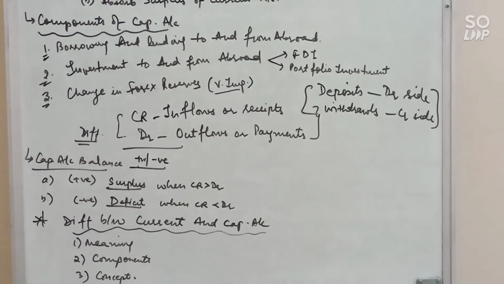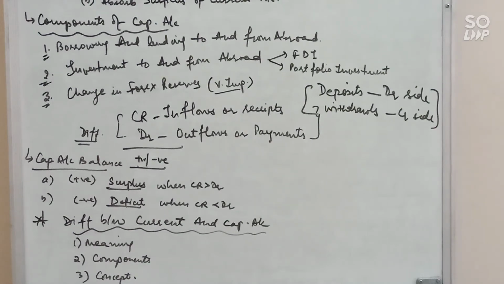Next question we have is the difference between current account and capital account. It's also a very important question. Let's see. First is meaning. First you will write the meaning of current account and capital account. Current account is the account which shows all the transactions related to visible, invisible, and unilateral transfers, and capital account records all the transactions which affect the asset and liability of the residents of the country.